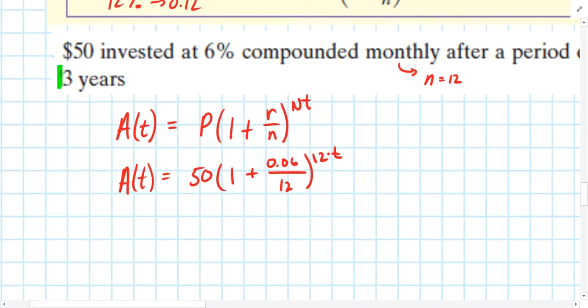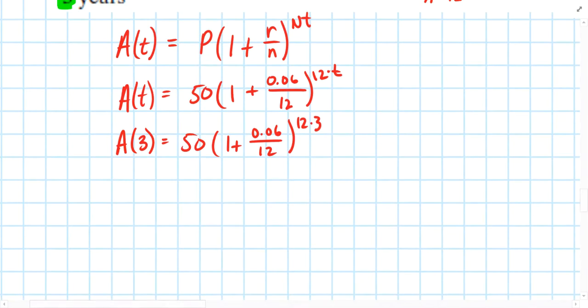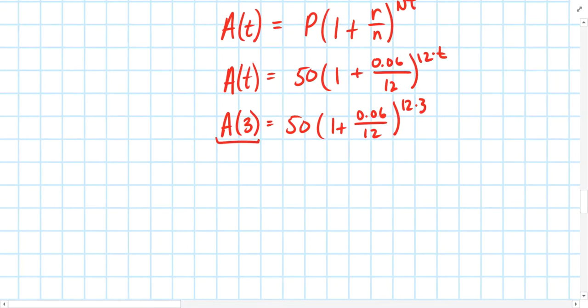Well, in this particular case, we're saying that t is equal to 3, so we're evaluating this function at the value 3. And we need 50 times 1 plus 0.06 divided by 12 to the 12 times 3 power. And I like to show this because, well, this is one more opportunity for us to practice with function notation. This A3 doesn't mean multiplication or anything. This is our way of asking us to find the amount in the account after 3 years. So that's what we're looking for. That's what this end result is.